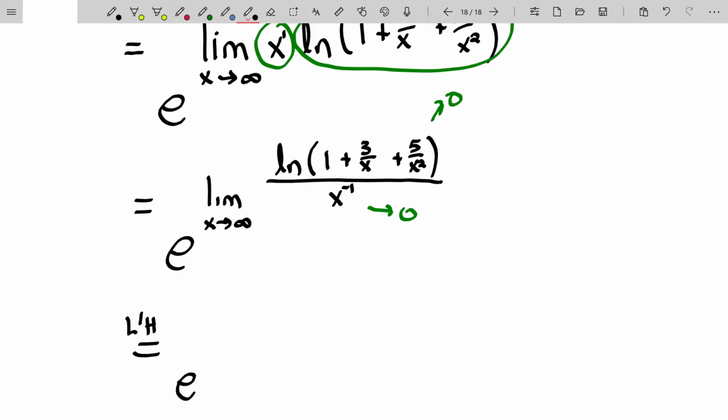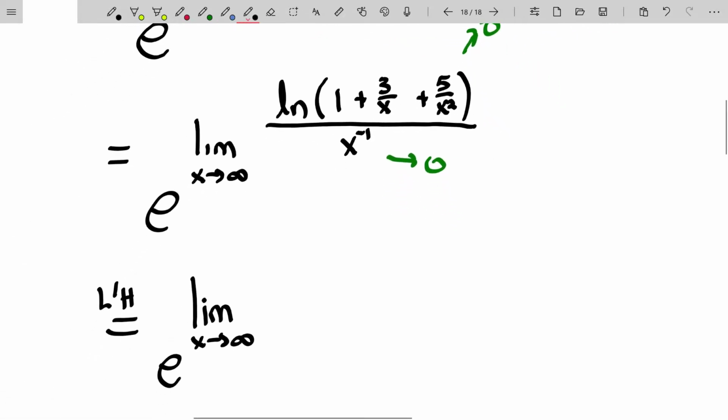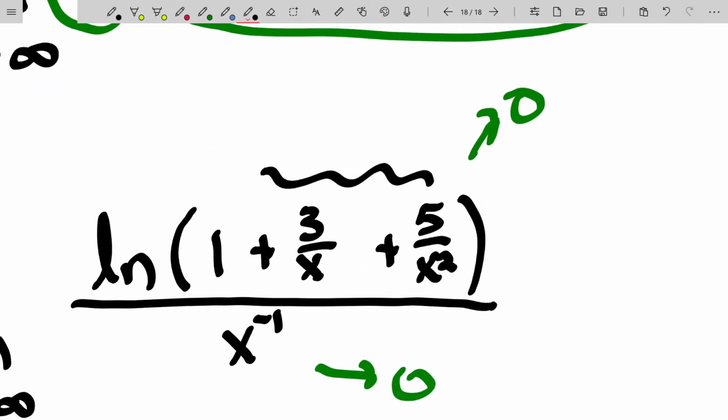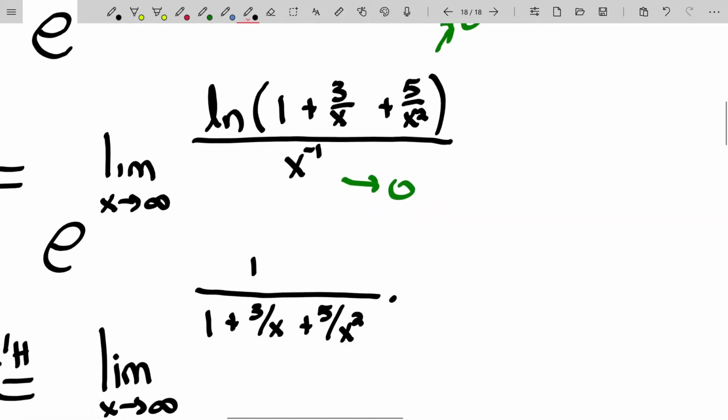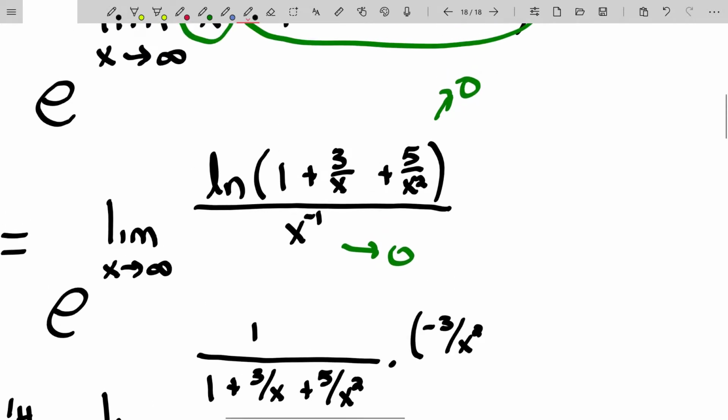we have e to the limit as x goes to infinity. The derivative of a natural log is 1 over its argument. So this is going to be a bit of a mess. It's 1 over 1 plus 3 over x plus 5 over x squared. But then you have to take the derivative of this argument of the natural log. Derivative of 1 is 0. The derivative of 3 over x is going to be a negative 3 over x squared. The derivative of that 5 over x squared is a negative 10 over x cubed.